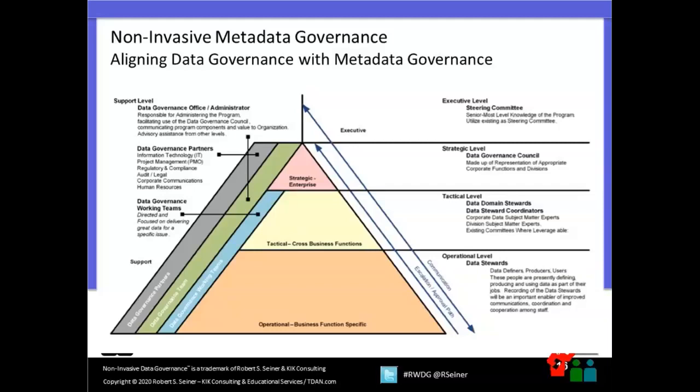You know, so if we take this basic set of roles and responsibilities and we look at it from a metadata perspective, we can identify that there's a metadata administrator, there's metadata partners, people that are providing metadata across the organization. We may even have working teams that are focused on certain aspects or certain critical data elements of metadata. We certainly have metadata subject matter experts, and I've talked a little bit about the metadata stewards. We need stewards for the metadata. That is the key to successful metadata governance, is recognizing who in the organization is defining, producing, and using the metadata.